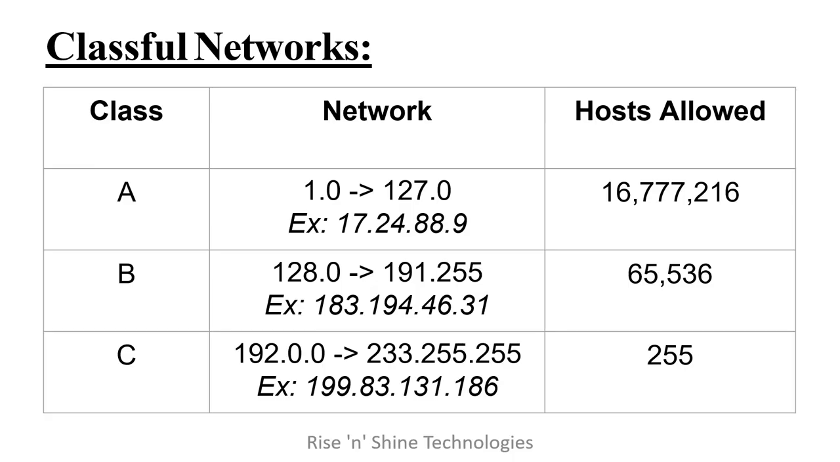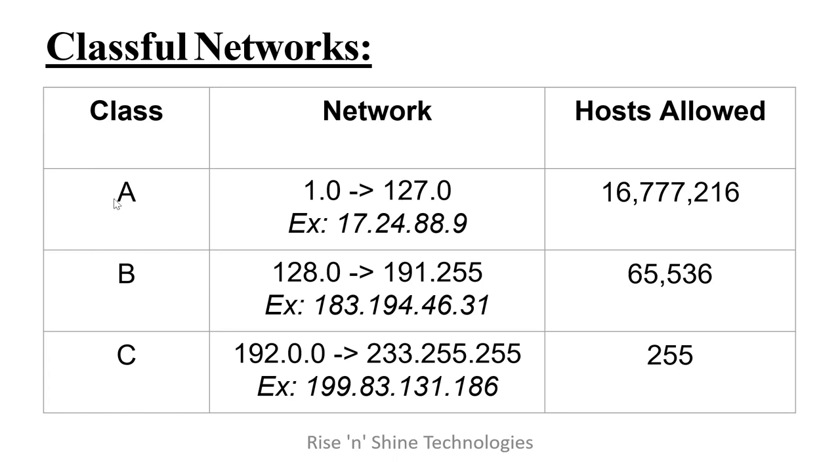So what are the different classes? If you observe, we call them class A, class B, class C. Class D is also available, but that is for multicasting, which we normally don't use. Most of the classical networks use A, B, C.